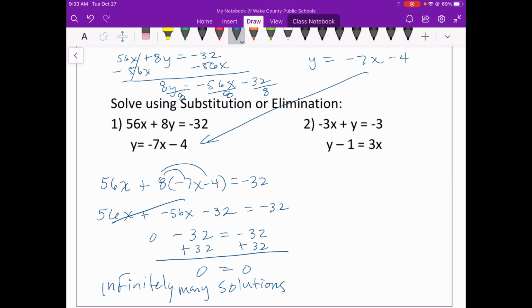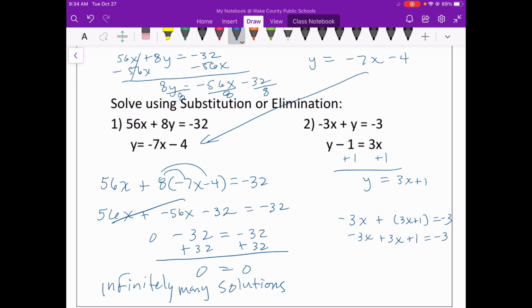Now number two, we'll use elimination here. Actually, we could do substitution pretty quickly just by adding one. So I'm going to go with that. Change plans. y equals 3x plus 1. I'm going to take that and I'm going to plug it into the top. Okay. So negative 3x plus, and instead of that y, I've got 3x plus 1 is equal to negative 3.